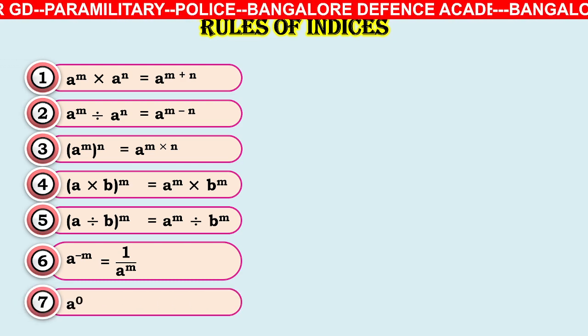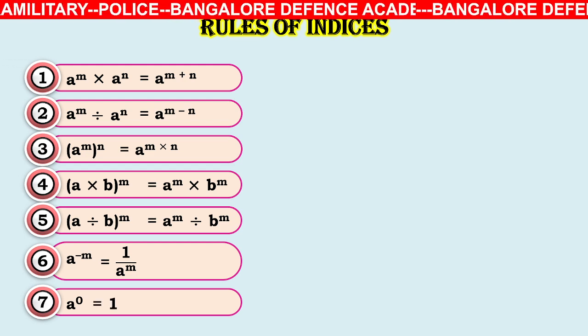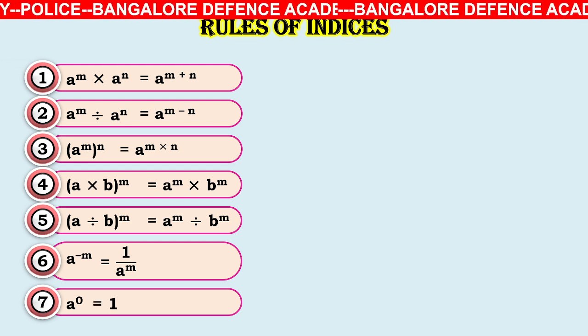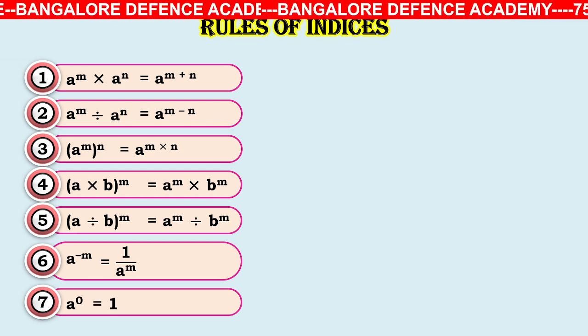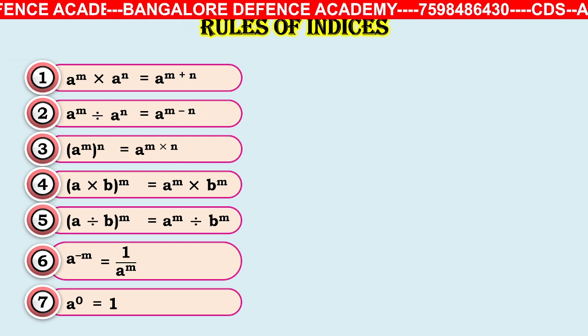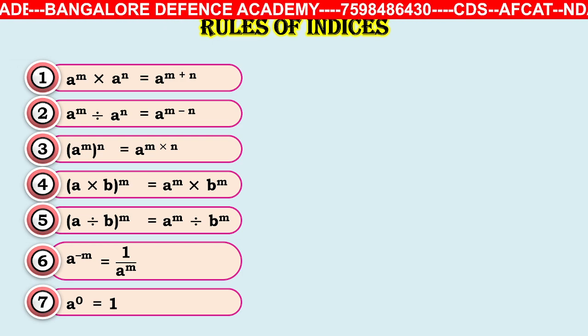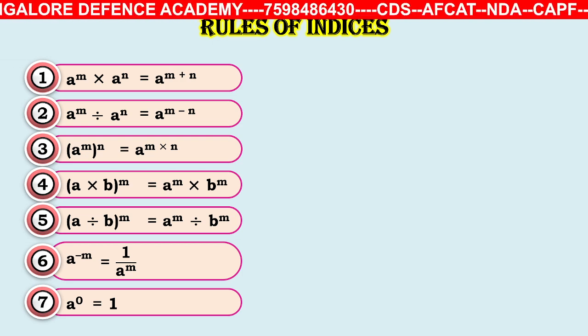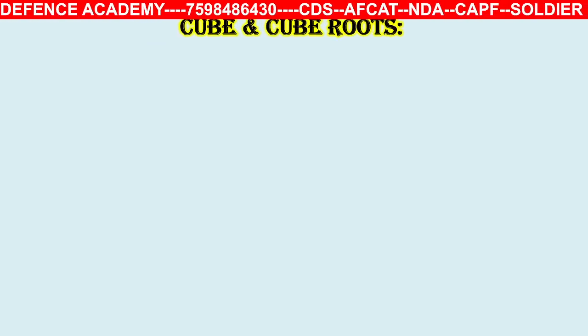The 7th one, a to the power of 0 is always equal to 1. That means anything to the power of 0 is equal to 1. If I say 5 to the power of 0, the answer is 1. If I ask you 10 to the power of 0, the answer is 1. 100 to the power of 0, the answer is 1. You have to remember this. So the first basic formulas are given here.